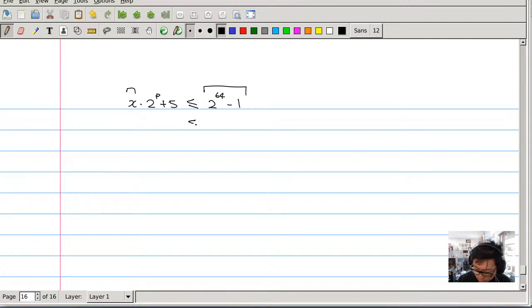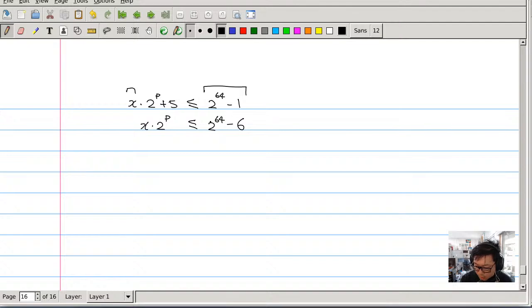So using algebra, we can take away the same amount from both sides. So I can now say this side is x times 2 to the power of p, and then I will subtract 5 from both sides. Then the other side becomes 2 to the power of 64 minus 6.